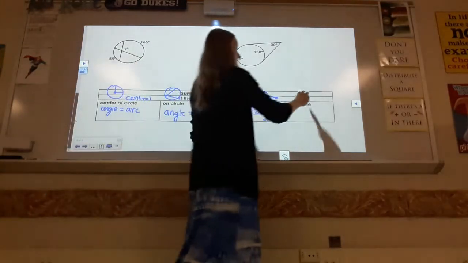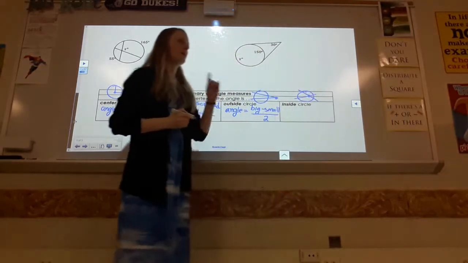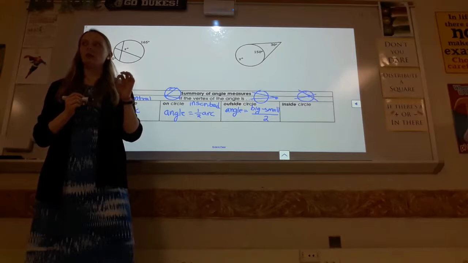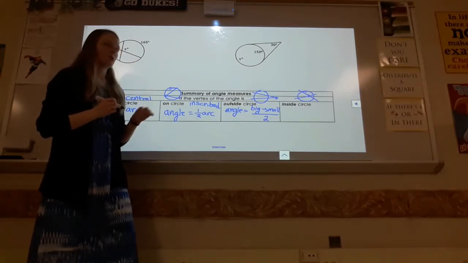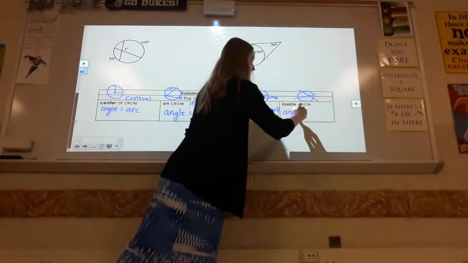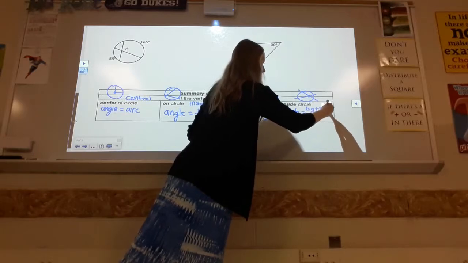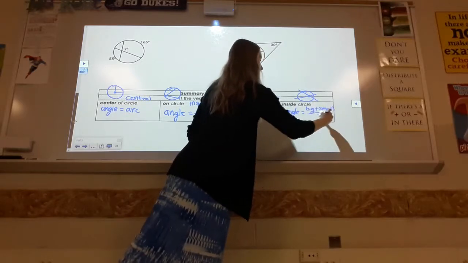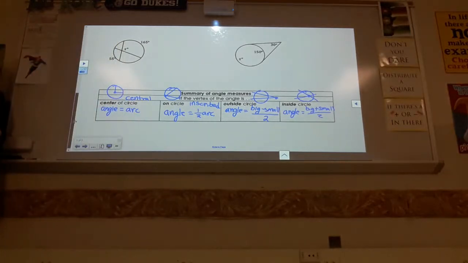And if instead, our fourth one that we talked about, if they are inside the circle, not necessarily at the center, but if the vertex of the angle you're looking for is somewhere inside the circle, not the center, what's the formula for that? Yeah, angle equals big plus small divided by 2. So those are our four angle relationships from this unit that you need to remember.